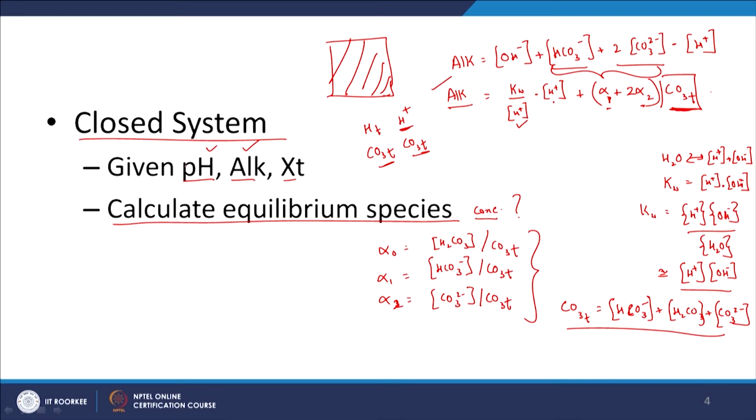So, here with the pH and alkalinity, we end up calculating the CO3 total, and once we have that we can also calculate H total, right. So, once we have H total, CO3 total and X total, we have the relevant total components, right. So, once we have this, obviously what can we solve for? We can solve for the species or the concentration of species.